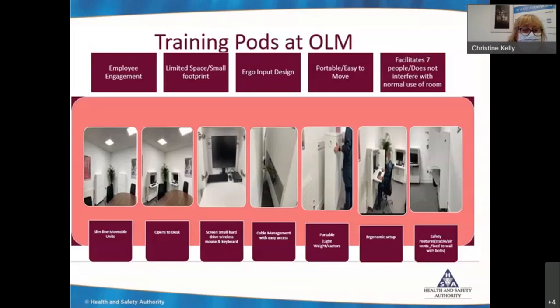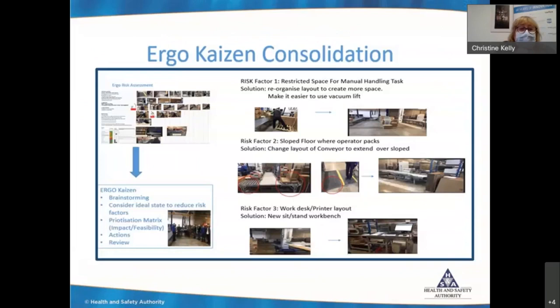Oh, we're back to a Kaizen. This is just another example of a Kaizen we did in the DC.